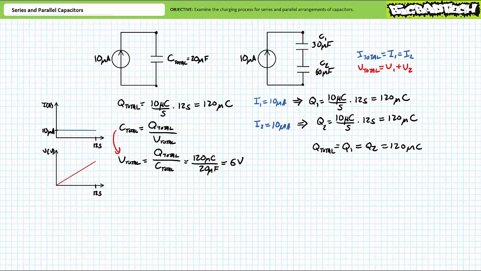This is perhaps the weirdest behavior for series capacitors. The charge on each capacitor is identical, and the whole system has the same amount of charge. Charge total equals charge 1, which equals charge 2. The reason this system is considered to have 120 microcoulombs of total charge is found in the qualifier usable charge.